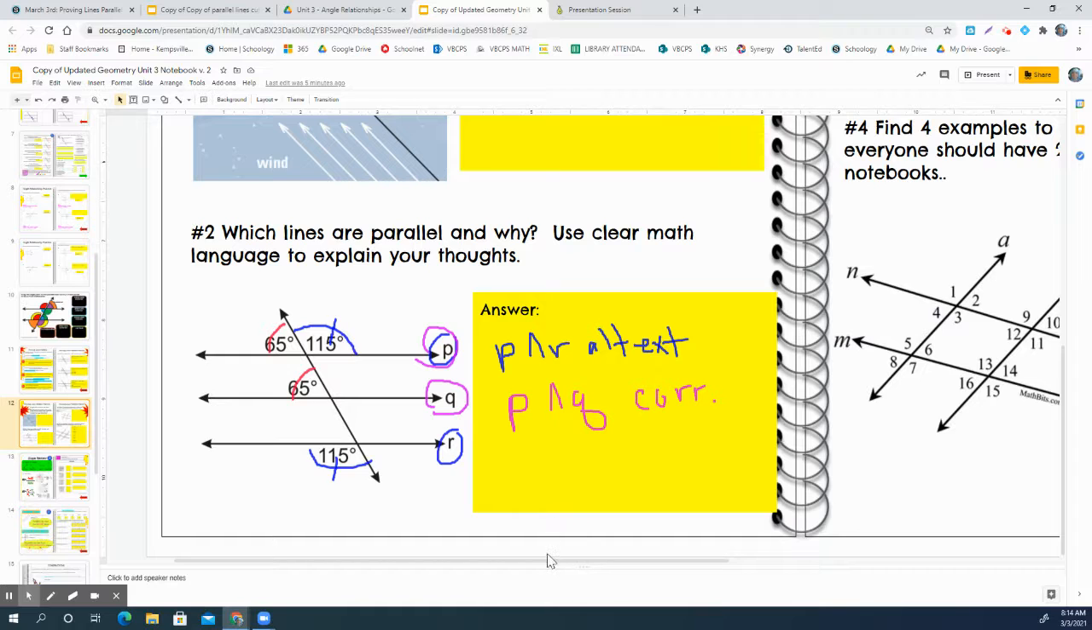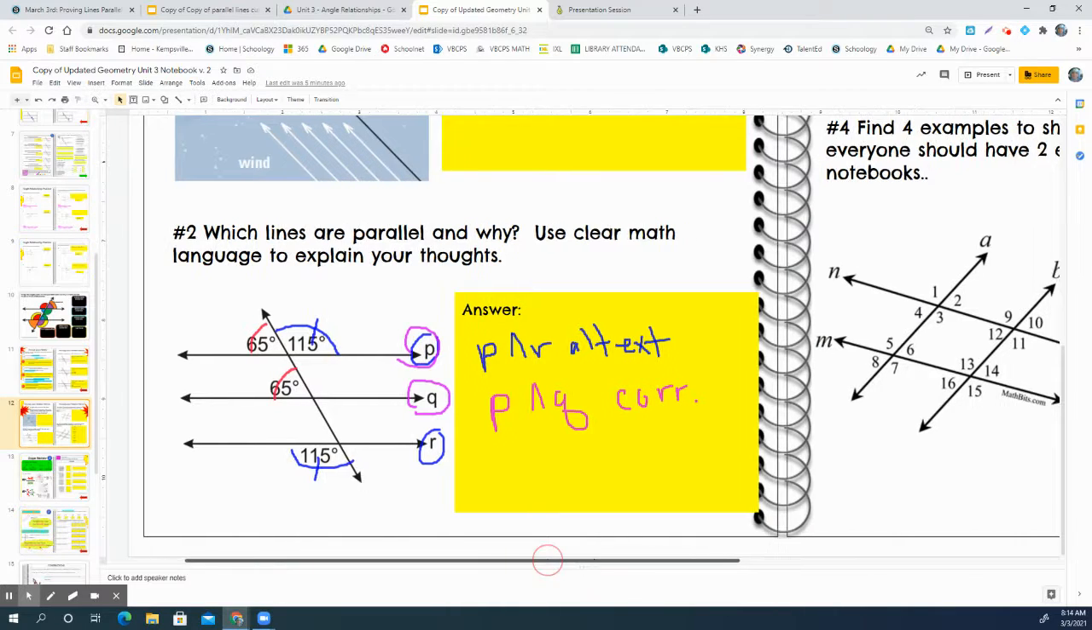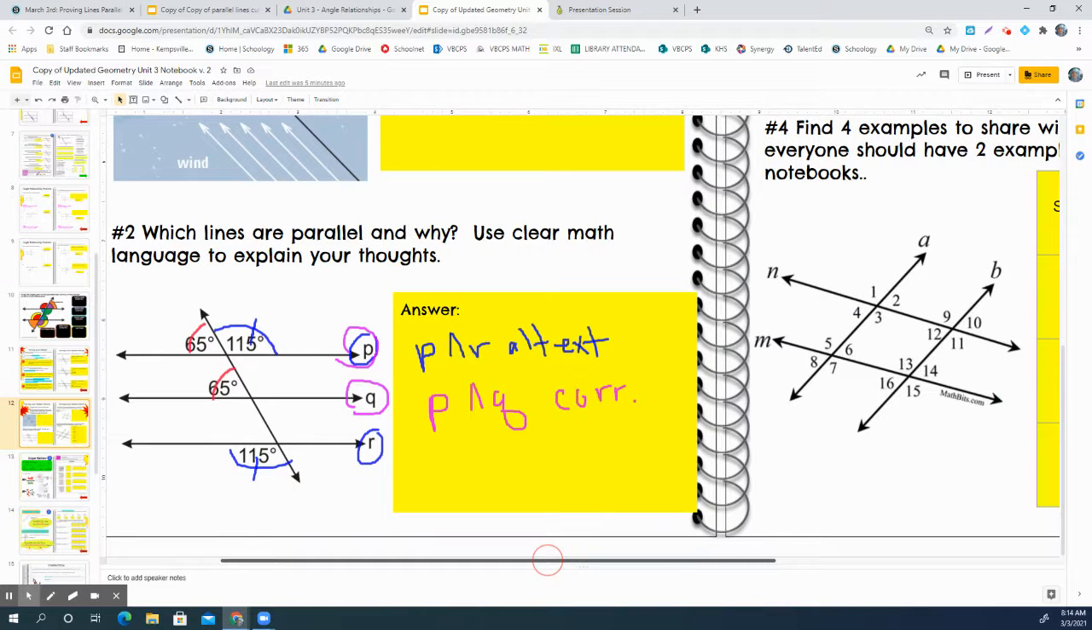Do we need another minute with that, or are we good? Alternate exterior. So these are alternate sides of the transversal and exterior to all the parallel lines. Alternate exterior. Good question. If I ever abbreviate anything, write anything that's not clear, call me out on it.